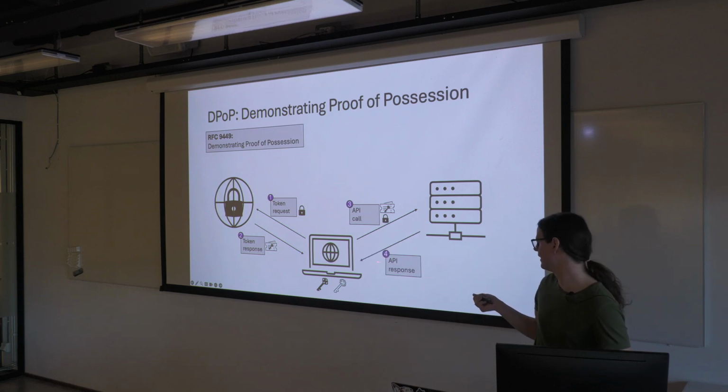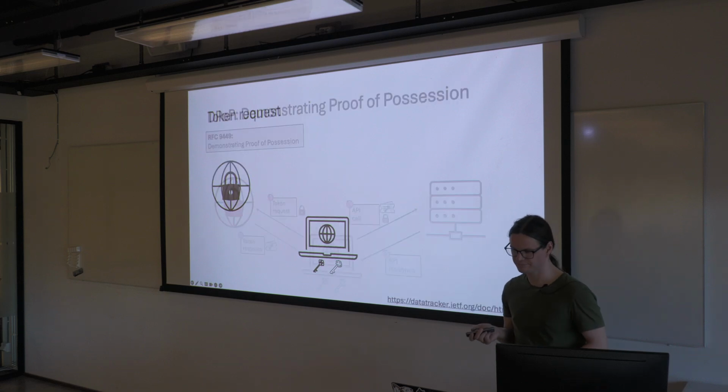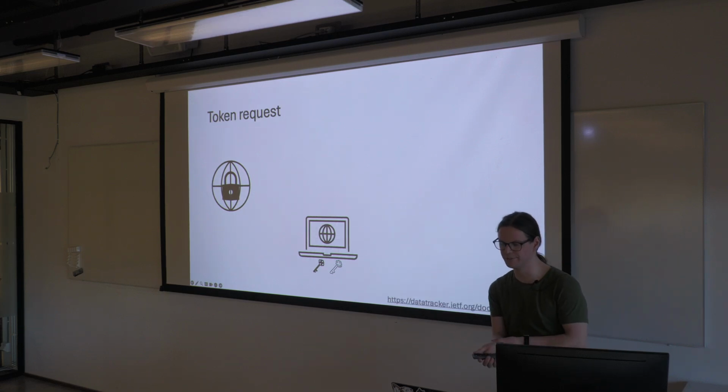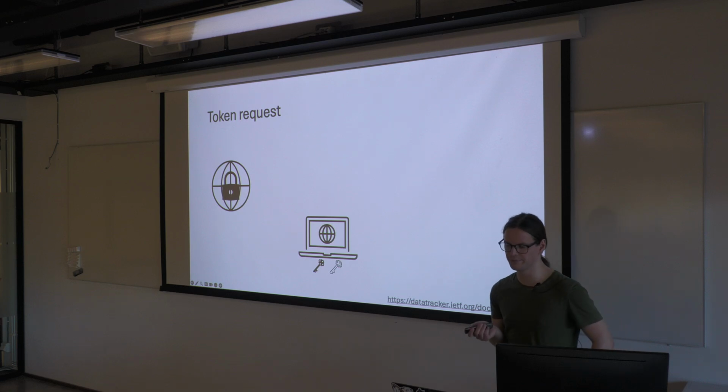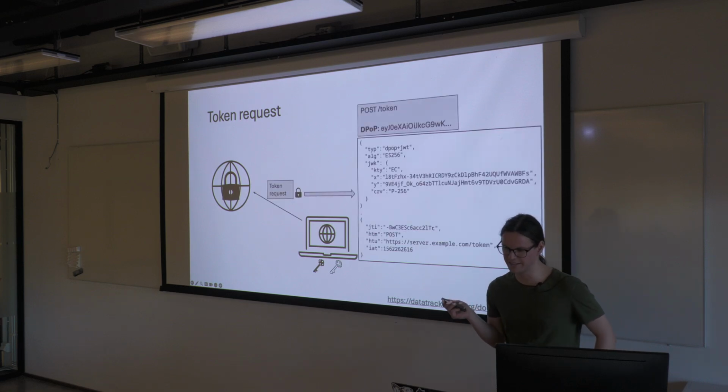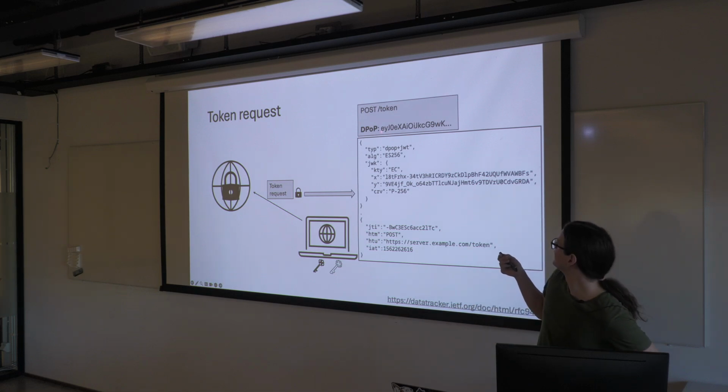And you get a regular API response. So let's take a look at the token request. The client sends its token request to the token endpoint, as we can see here, and we have that proof, which looks like this. The proof is added as a new header, the DPoP header.